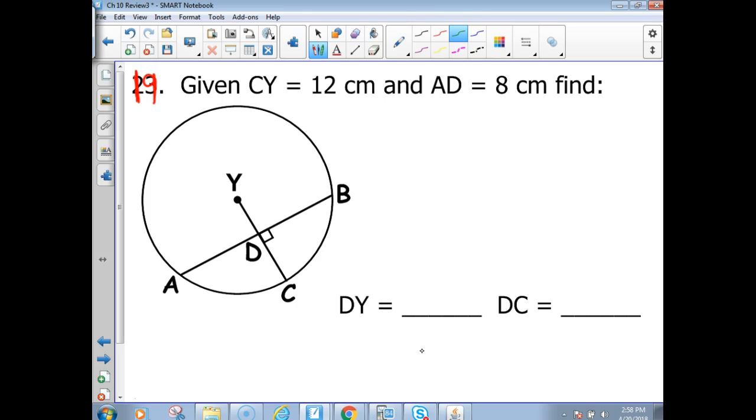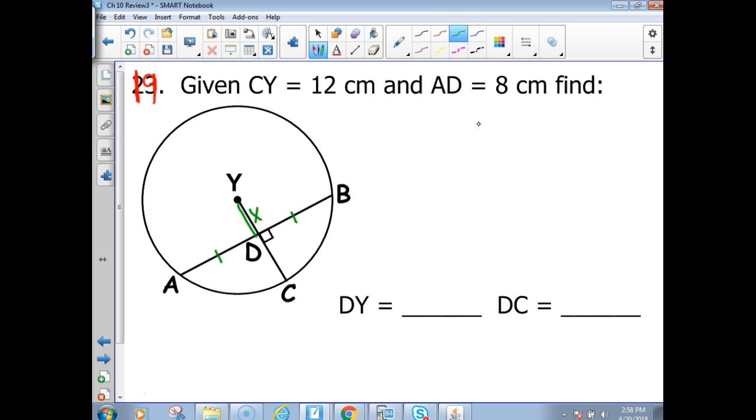All right. This I would pay very close attention to because there would definitely be something like this on the test. I want to find d to y. So I'm going to put an x there. It says c to y is 12, but you can't assume it's cut in half. Can't do that. But this radius does cut in half the chord.